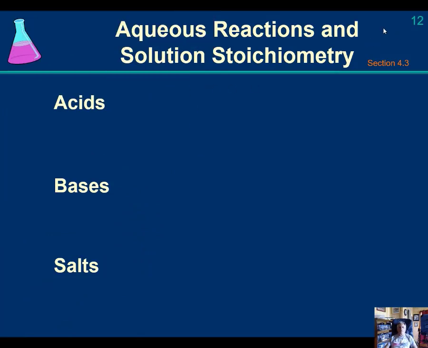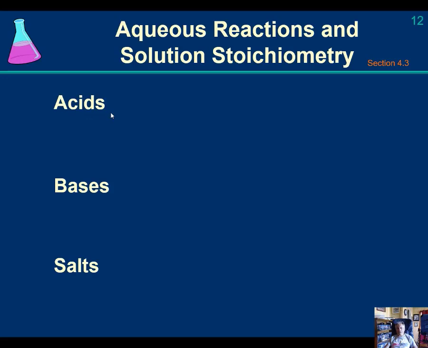What we want to talk about now are what we call aqueous reactions. Those are simply chemical reactions that are done in water, and solution stoichiometry. And since we're doing stoichiometry of solutions, we're going to be doing some calculating, some measurement of the elements, as it were. And so what we'll start out with are acids.